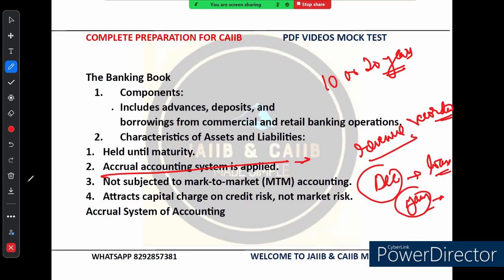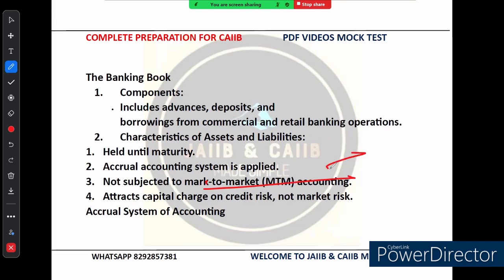Not subject to MTM, mark to market accounting. What does it mean? Unlike trading assets that are constantly adjusted based on market value, like mark to market, banking book assets are not revalued based on daily price changes.